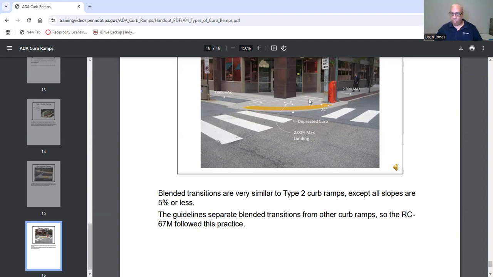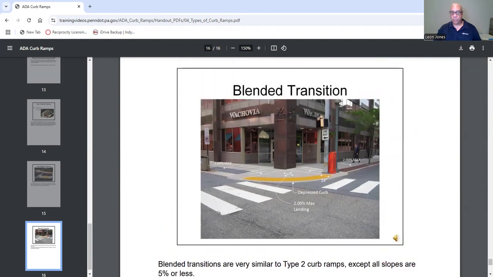And every city should be reminded of how to inspect blended transitions. Of course, they're similar to type 2 ramps, but the specifications are different. Now, the guidelines separate blended transitions from other curb ramps. So the RC 67M follows the practice. And if you need to know more about your ADA ramps, well, you have different designs of what the ADA ramps look like.